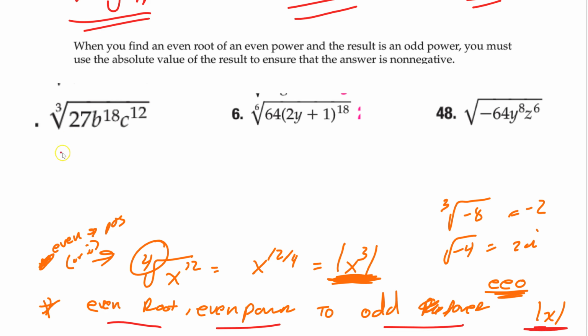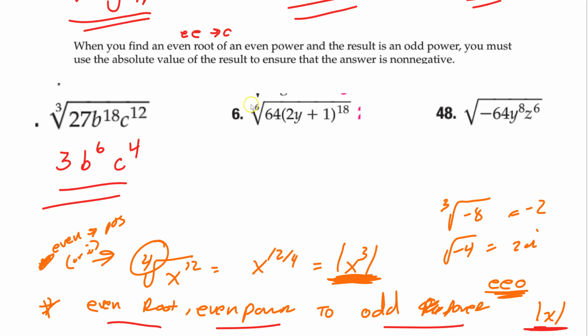Cube root of 27 is 3. 18 divided by 3 is b^6. And then c^12 divided by 3 is c^4. Again, no absolute values because, first of all, it's an odd root, so I don't care already. It's only even to odd. Even to odd is where I care.